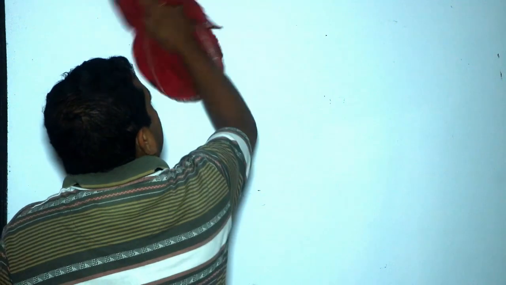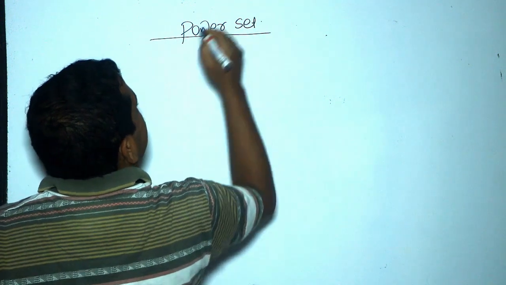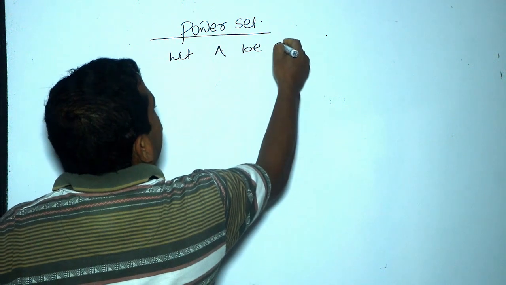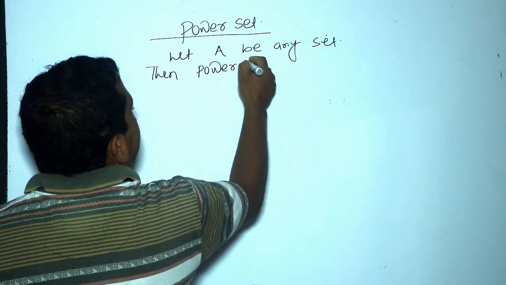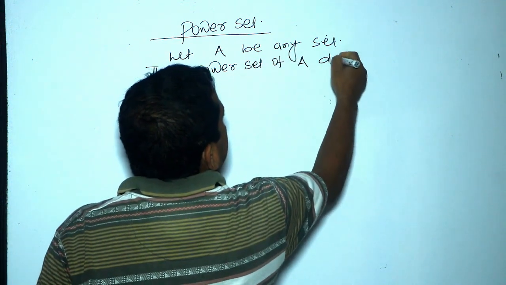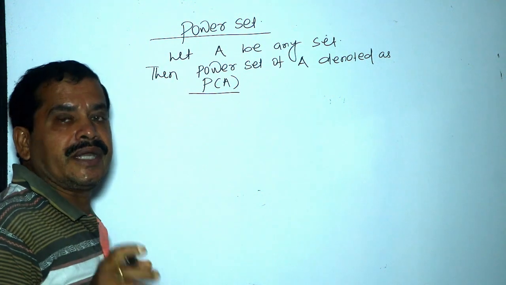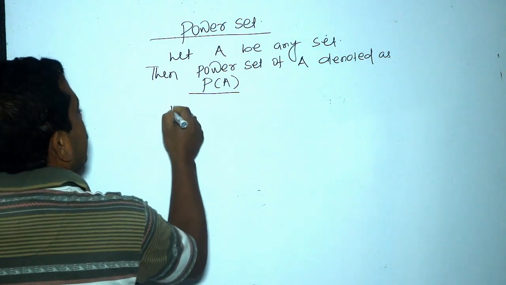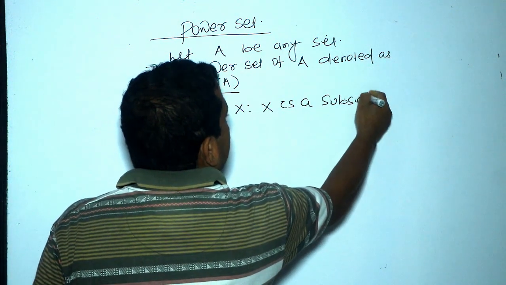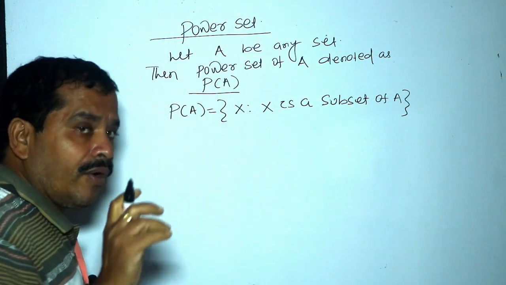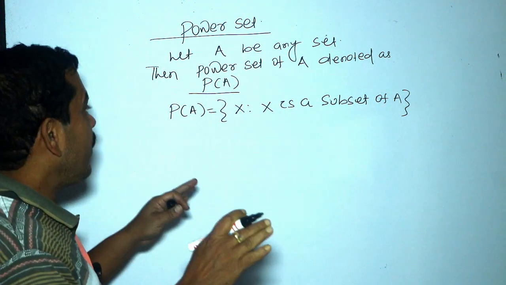Then, power set. Let A be any set, then the power set of A, denoted as P(A), is called the power set of the set A. That is, the power set means X such that X is a subset of A. That means the collection of all subsets of set A is called the power set.